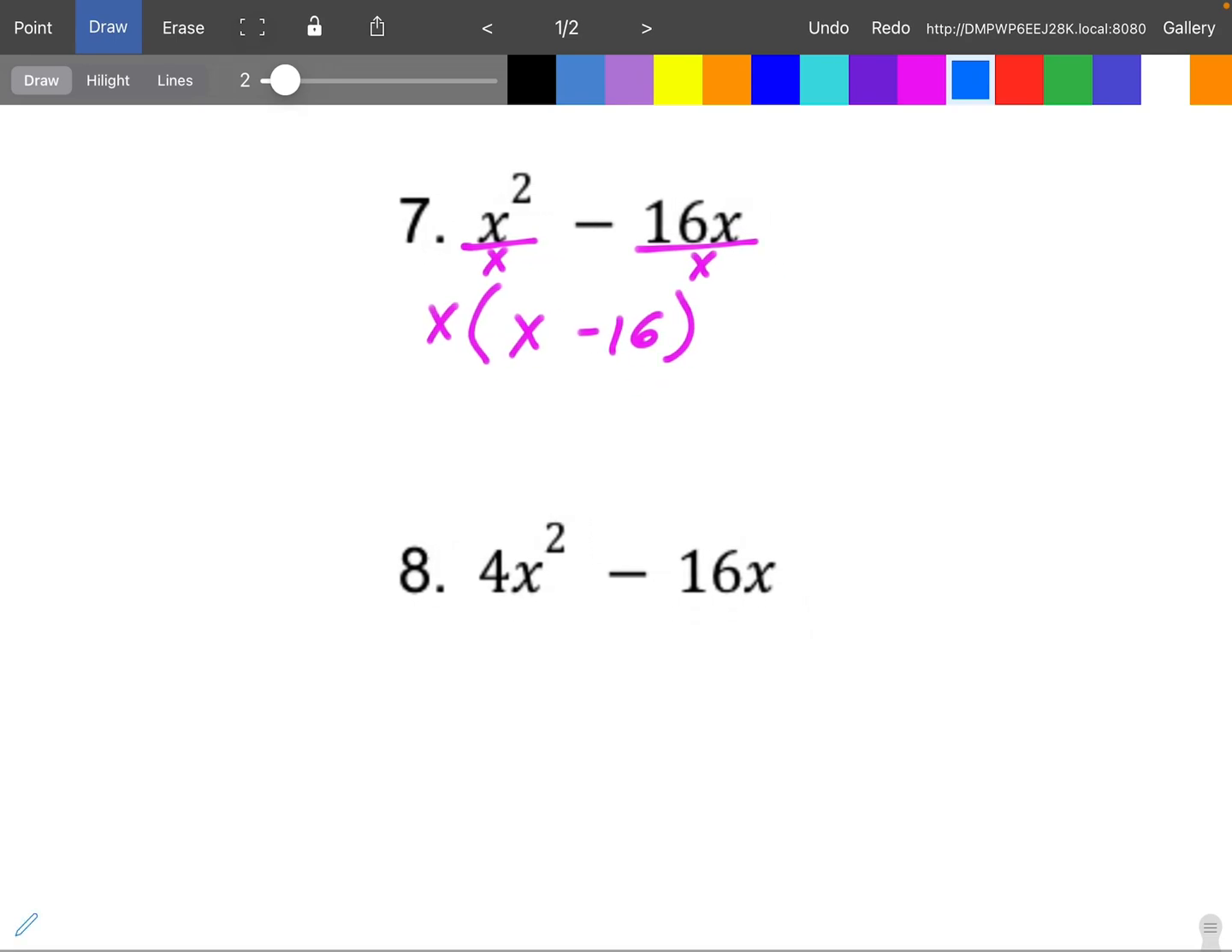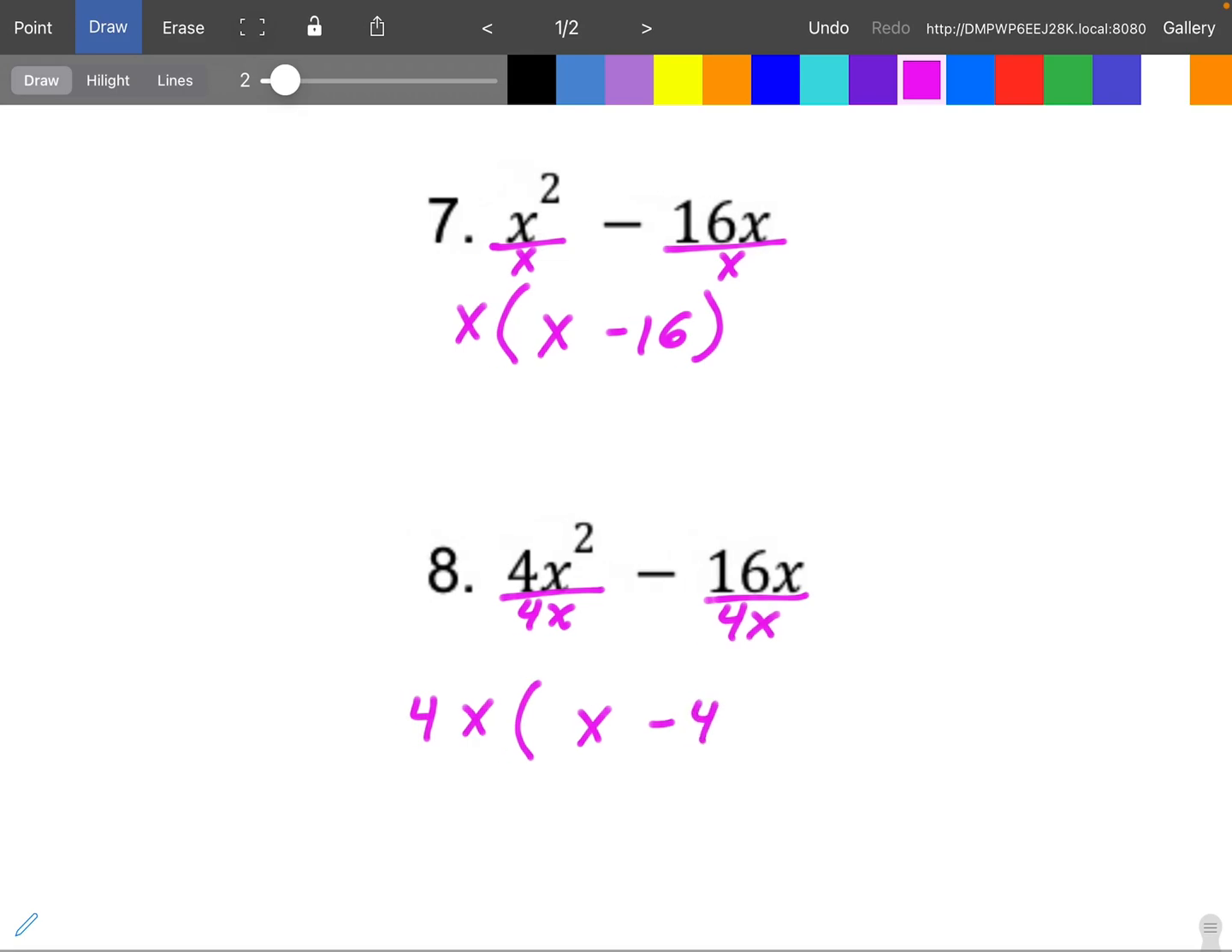Now for number 8, I see that I also have a greatest common factor in this one. But this time, yes, it does have x in common, but that's not the only thing it has in common. So we do know that our greatest common factor is going to contain x, but I notice that both of these numbers are divisible by 4. So my greatest common factor is not just x, but 4x. Then open my parentheses, and the first term divided by 4x, well, 4 divided by 4 would be 1, and then x squared divided by x is x. So that would be 1x, or we just put x. Then the second term divided by 4x, well, negative 16 divided by 4 is negative 4. And then x divided by x is 1. So really those x's just cancel. So we have 4x times x minus 4. And again, even though this is a perfect square, this is not. So it is not a difference of squares, and we will not factor that anymore.